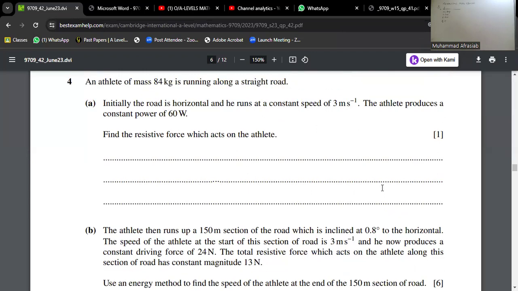An athlete of mass 84 kg is running up along a straight road. Initially, the road is horizontal and he runs at a constant speed of 3 meters per second. The athlete produces a constant power of 60 watt. Find the resistance force of that athlete which is acting on that road.